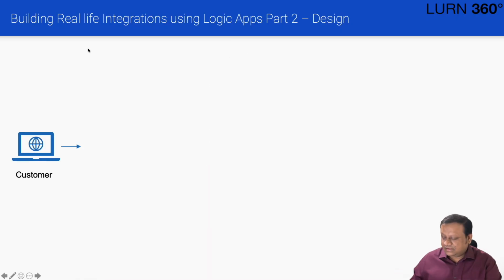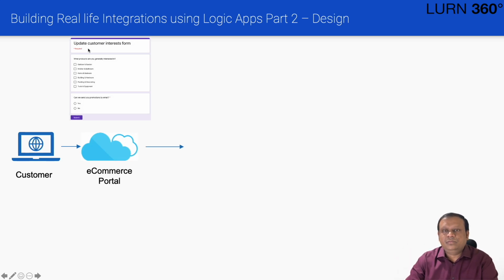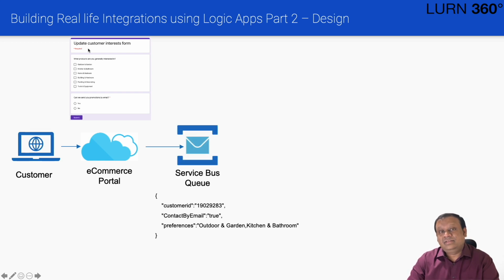So the first thing is the customer is using the e-commerce portal, right? And on that e-commerce portal, towards the end of their order, they're presented with this form where they would be selecting multiple options, and they will also select whether they want to receive promotional emails or not, right? So whenever this is submitted, a JSON message is created in a service bus queue. We also know the queue address, exactly which queue we will be receiving this message from. And we also have the sample JSON message that we are going to receive, right?